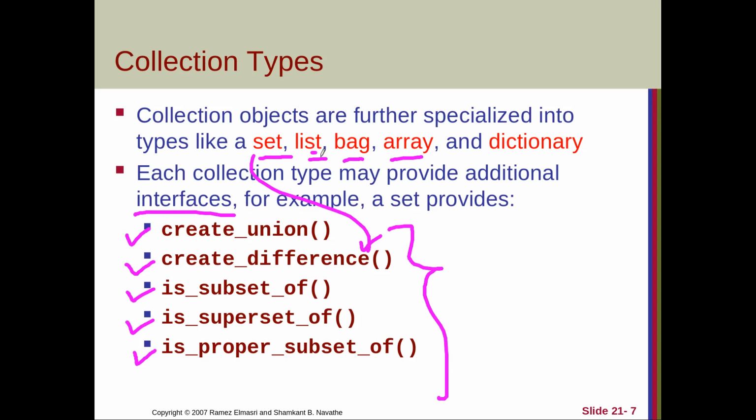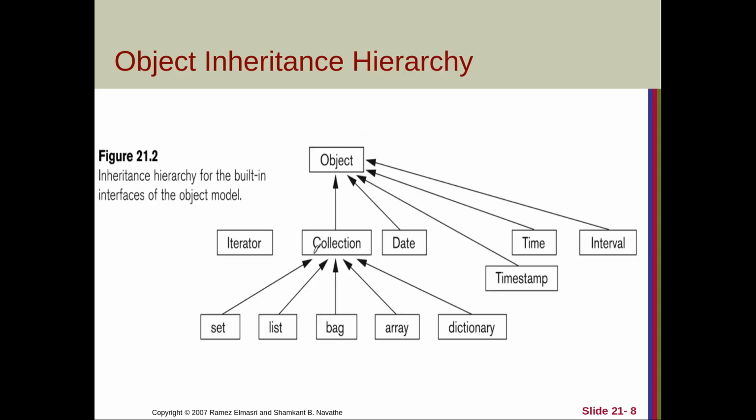Similarly for list, we will have similar types of operations available within the list interface. We will have a bag interface, and array and dictionary interfaces. Corresponding operations are already declared or defined within the corresponding interfaces of those collection types. Now this is the object inheritance hierarchy.